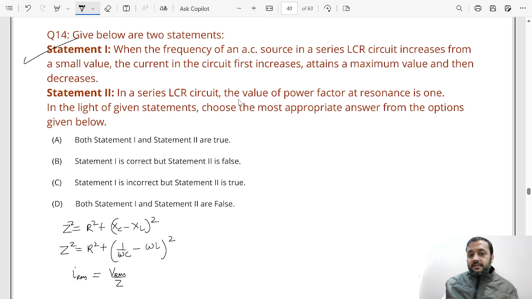Statement 2 is, in an LCR circuit the value of power factor at resonance is 1. This is also right. That means both statement 1 and 2 are right. I hope you would have understood. Let's see the next one.